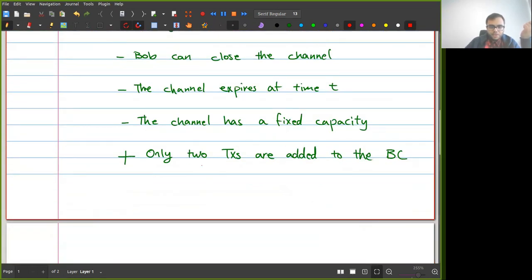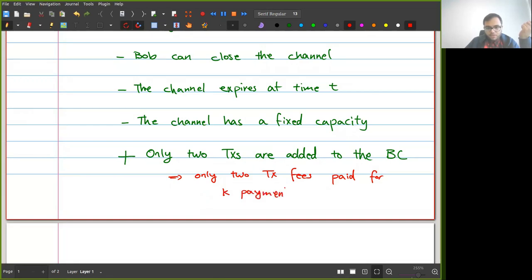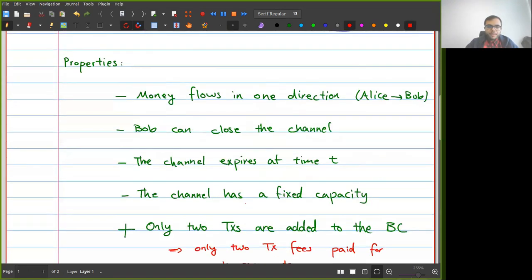So only two transactions are added to the blockchain, which means only two transaction fees have to be paid. Whereas I can have as many payments as I like from Alice to Bob. So I had K payments, and K can be any number really. So even though I'm making K payments, I'm only paying two transaction fees. I'm not paying transaction fees for all of them.